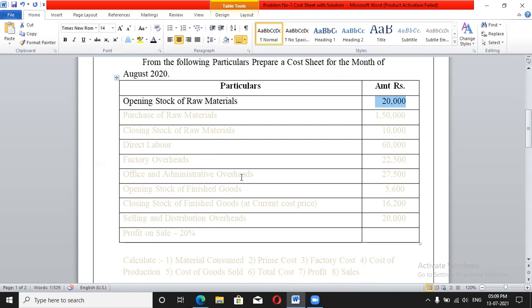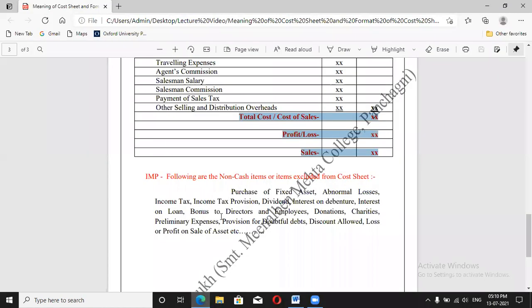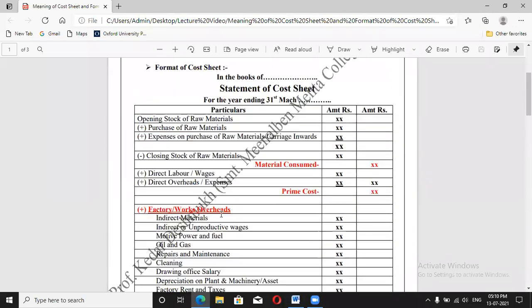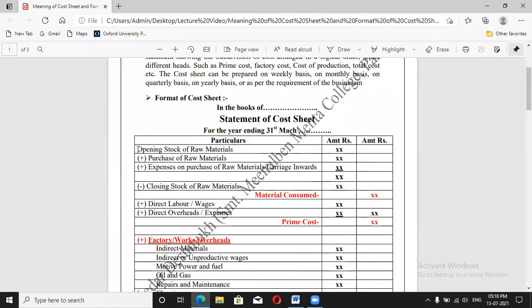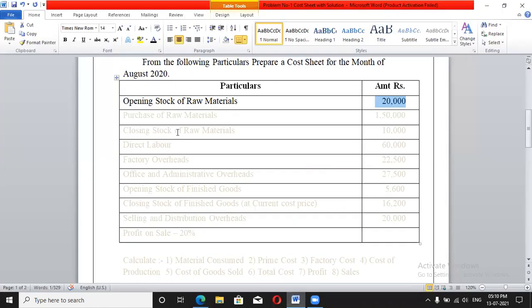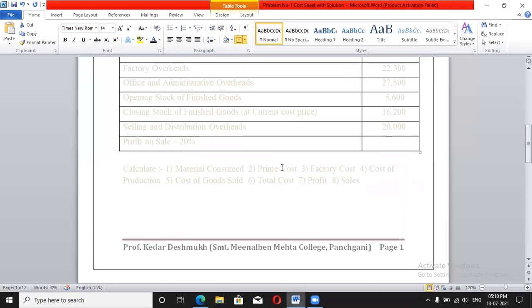Opening stock of raw material is last year's closing stock, which is carried forward to the next year as the opening stock. We know the format of the cost sheet. What is the format? First, we have to take the opening stock of raw material in the inner column. Okay, this is the format. Then let's take this item in our cost sheet.